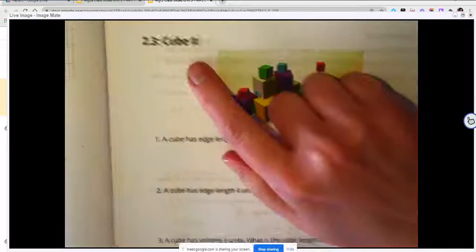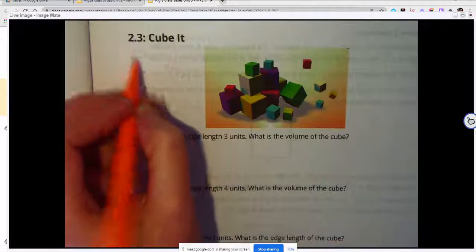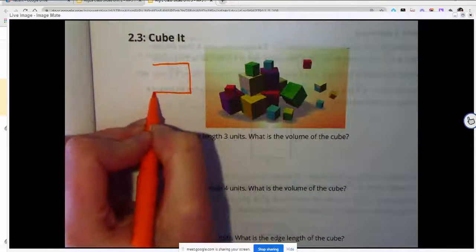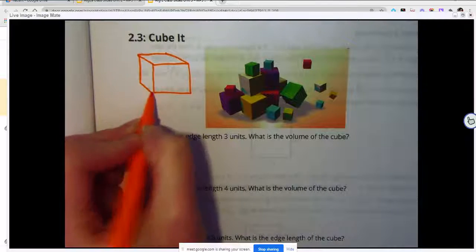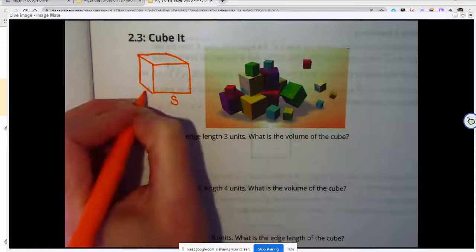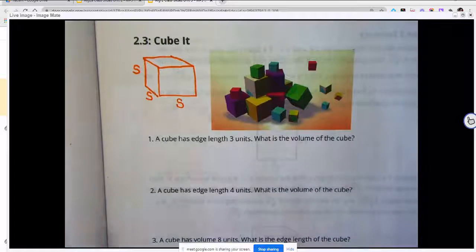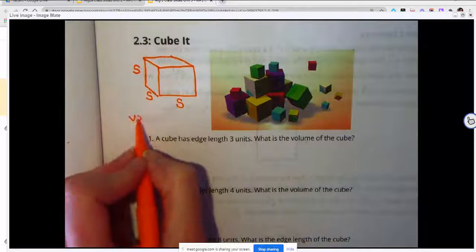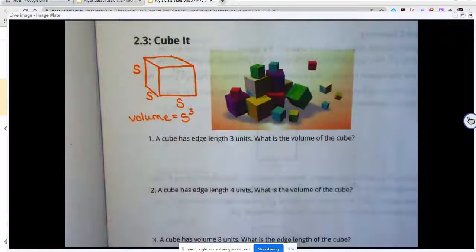Probably not that big of a jump when we start thinking about cubes and cube roots. Cubes are just squares in a third dimension. They still have all the same side lengths. So side, side, and side are all the same, length, width, and height. So our volume now of a cube, because it's in 3 dimensions, we're talking volume, is going to be a side cubed.